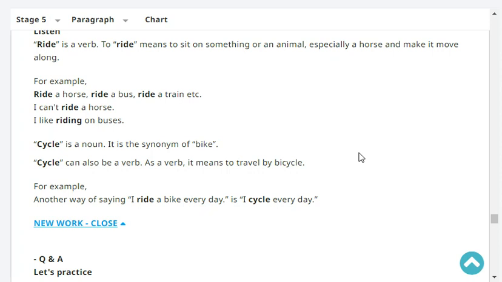Cycle is a noun. It is the synonym of bike. Cycle can also be a verb. As a verb, it means to travel by bicycle. We can say, I ride a bike every day, or I cycle every day.